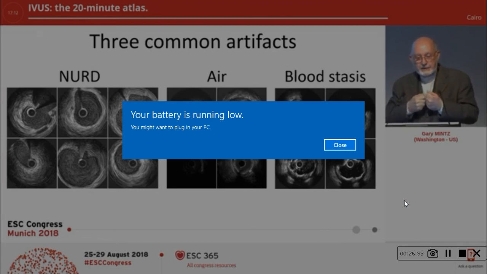But like anything else, if you're going to use the information, you have to learn to interpret the images accurately, learn to ignore artifacts, learn what is important and what is not important, and then it becomes very similar to using angiography, but with greater precision.